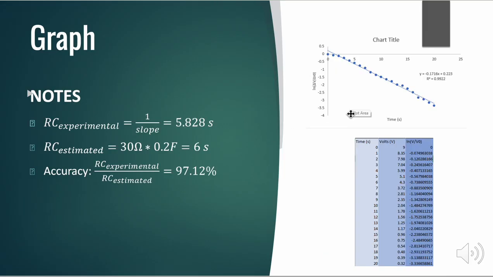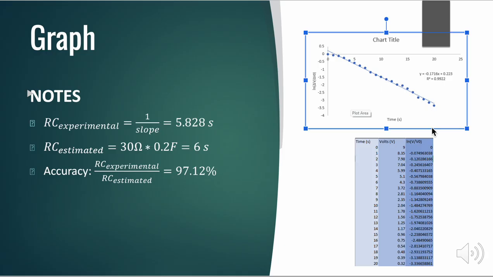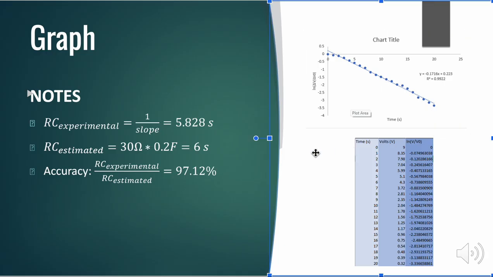Here is the graph, which we did through Excel, with the data, with the RC experimental value being about 5.8 seconds, the RC estimated being around 6 seconds, so not too far off, with a 97.12% accuracy, as you can see in our chart over here, with a relatively high R squared value of 0.999922.